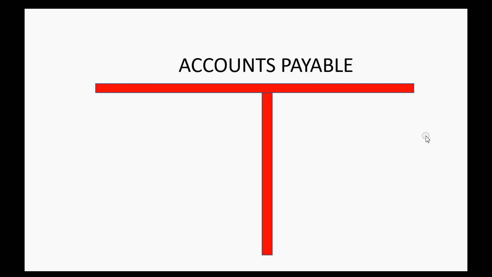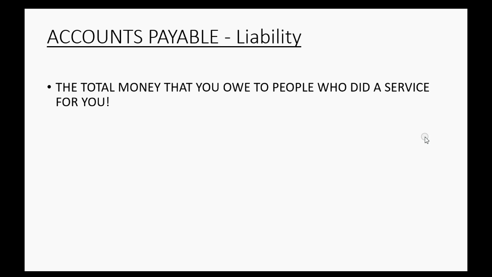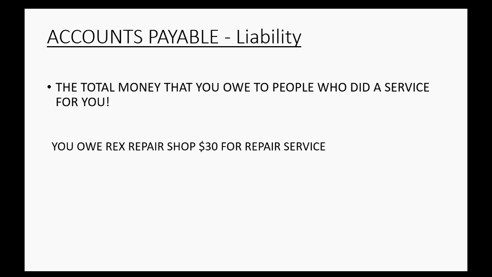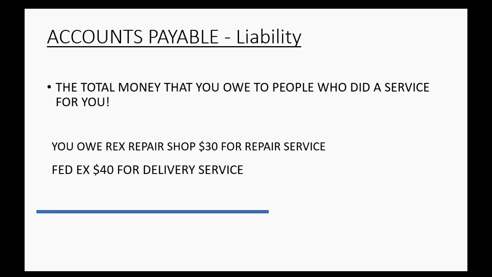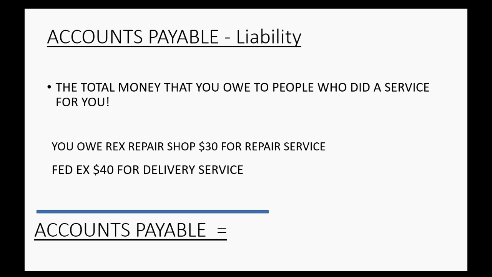And just like expenses are the opposite of income, accounts payable is the mirror opposite of accounts receivable. Accounts payable is a T account. It is a liability, and it represents the total money that your business owes to people or companies who did a service for you. For example, if you owe Rex Repair Shop $30 for a repair service, or you owe FedEx $40 for a delivery service, then the balance in the T account, accounts payable, should equal $70.